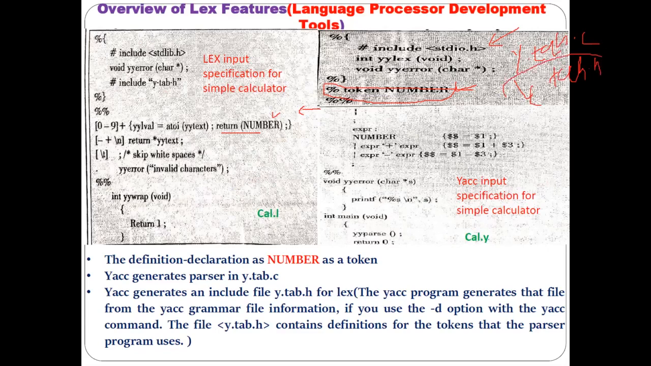Now what is this y.tab.h? This y.tab.h contains the information about the tokens which are declared in the Yak program. That is the reason you have to mention this y.tab.h here, so that your Lex program will be able to know that the definition of this number is written in the Yak program.